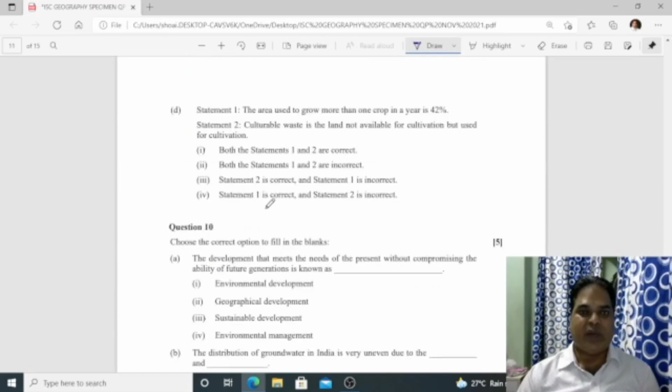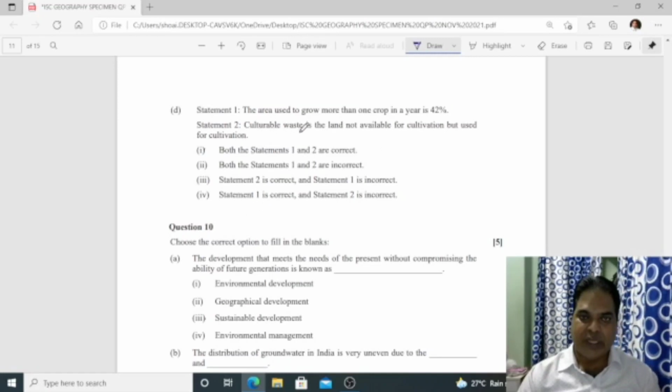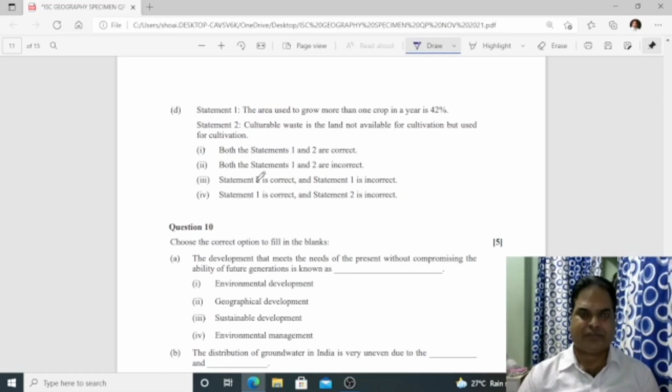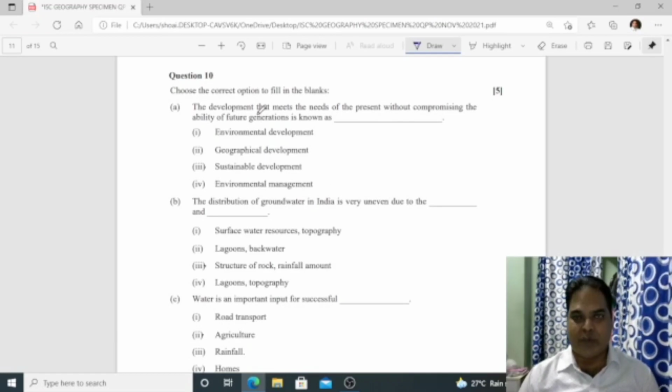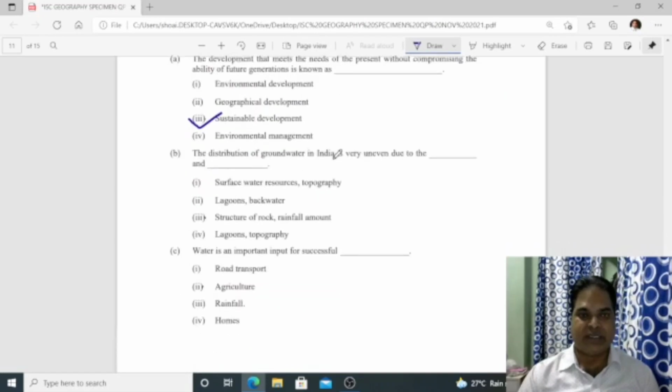D. Statement 1. The area used to grow more than one crop in a year is 42%. Okay, the culturable waste is the land not available for cultivation but used for cultivation. So both the statements are correct. Okay, number 1 is correct. Number 10. Choose the correct option to fill in the blanks. The development that meets the needs of the present without compromising the ability of future generations is known as sustainable development. Number 3 is correct.